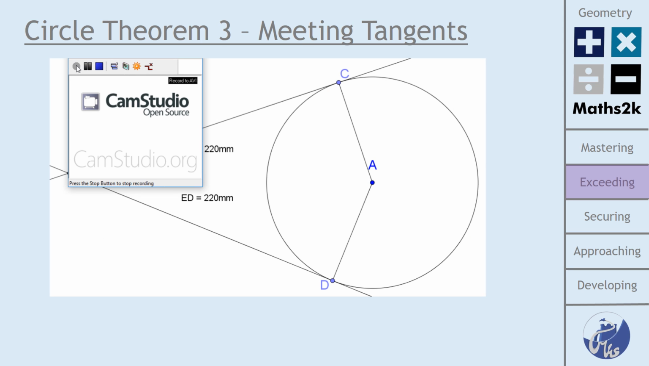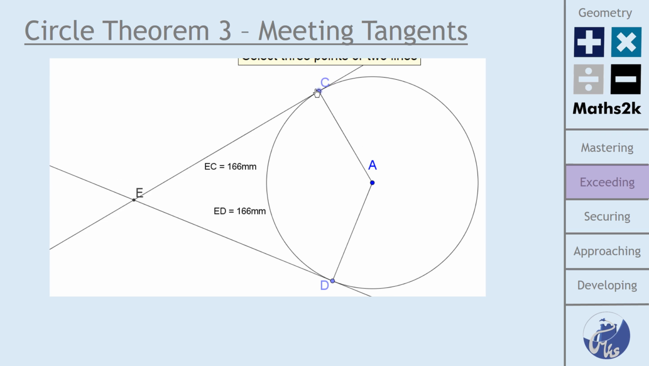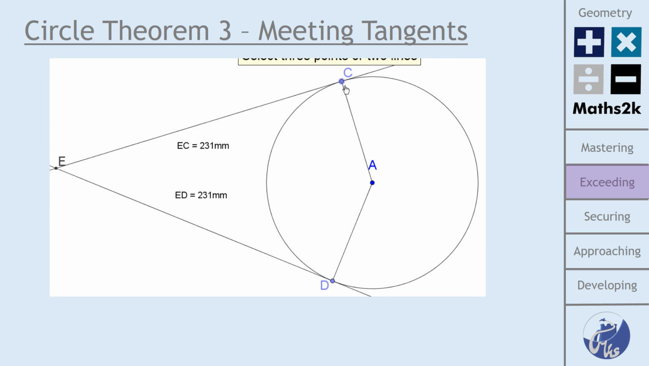Now the next circle theorem is about meeting tangents, where they meet outside of the circle. So we've got two tangents coming from points C and D on the circumference of the circle, and you can see that they are going to meet outside. So what I've done using Geogebra is actually measure the distance, which you can see they're both staying the same no matter how I move the point.